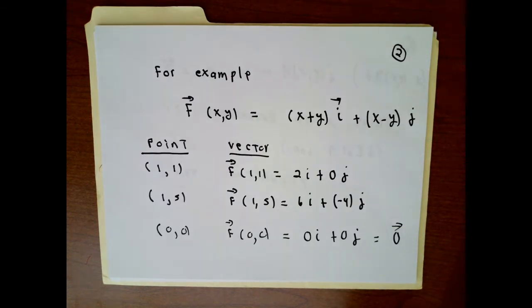For example, I might have the vector field f, which will be a function of two-dimensional space. F evaluated at a point (x, y) is the vector (x + y)i + (x - y)j, and for various points you can evaluate this vector field at those points and get a specific vector back again.